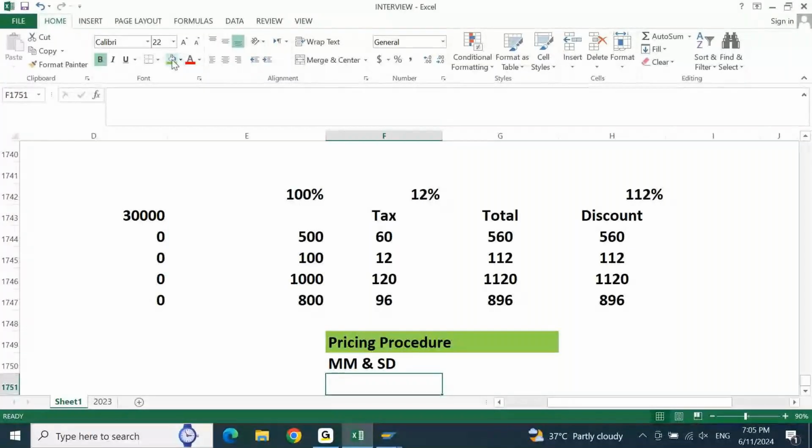For everything, there will be a condition record. If you're talking about a tax, for tax there is a condition record. If you're talking about a discount, for discount there will be a condition record, and they will put the sequence. There is something called access sequence, in which sequence every condition is to be updated. Accordingly, you are going to update this. There are certain conditions which will be automatically updated. There are certain conditions which will be manually updated, or there are certain conditions where you can do both.